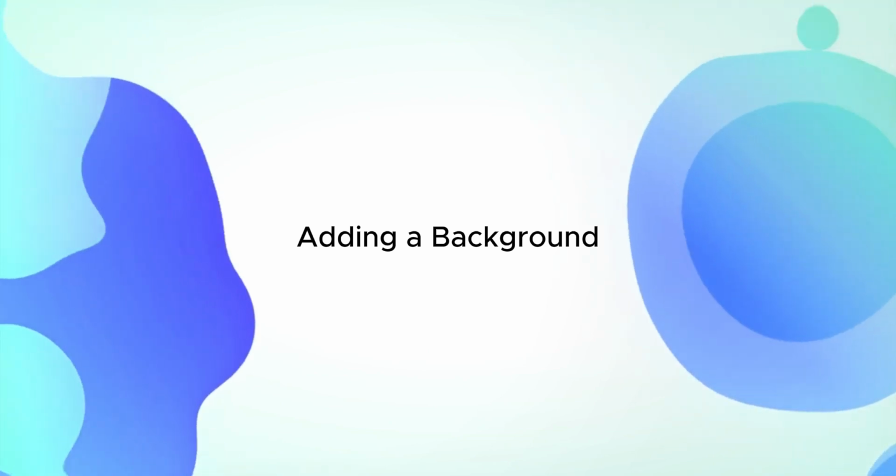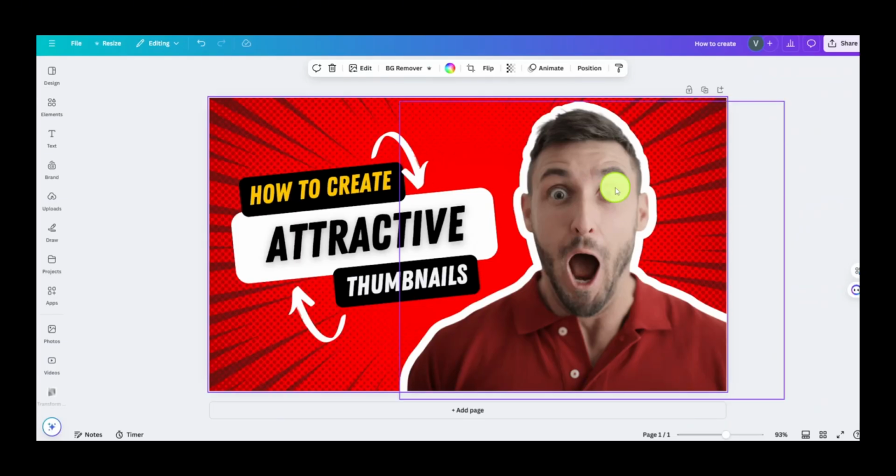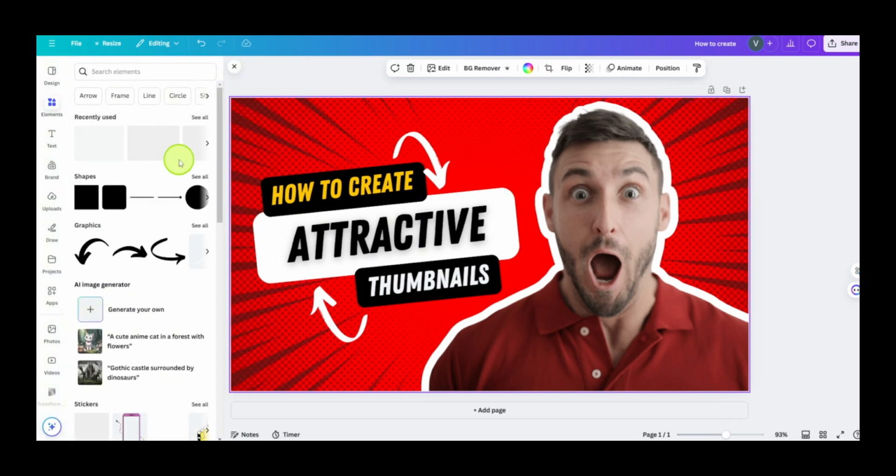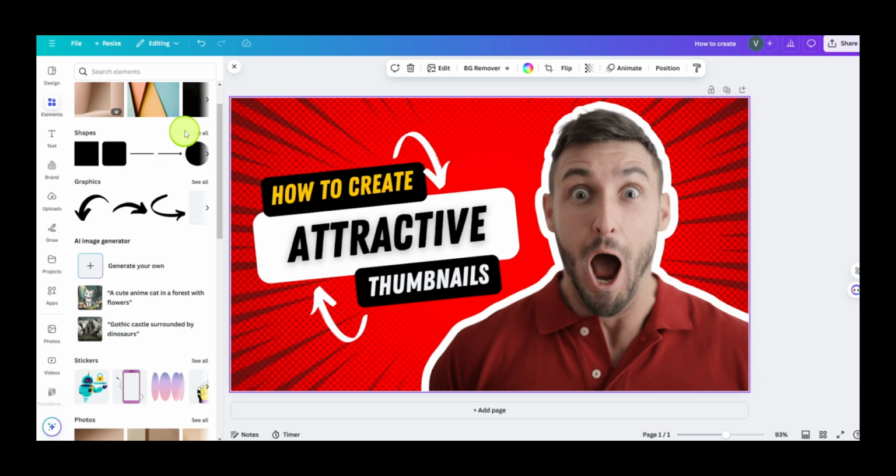Adding a background. Click on Elements and then Photos to select an image, or go to Uploads to add your own background. Ensure the background complements your theme.